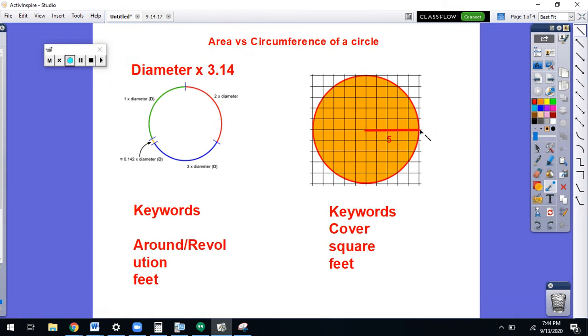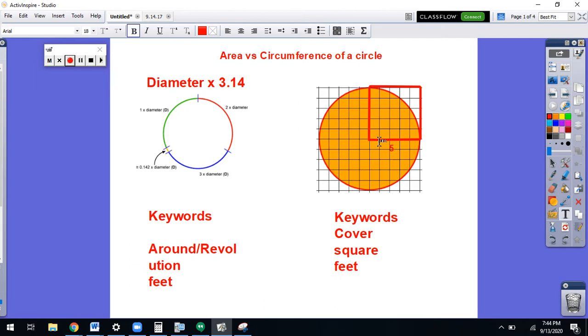So what I'm going to do is build upwards all the way to the edge. There we go. And then we're going to complete the square. So obviously this is 5 and it's a square, which means this has to be 5. All right, so now we're going to say 5 times 5 is 25.